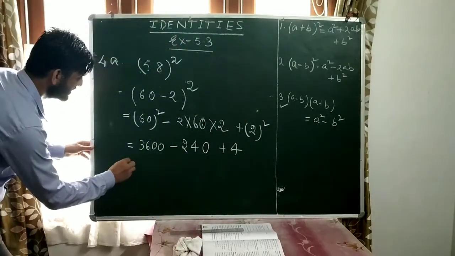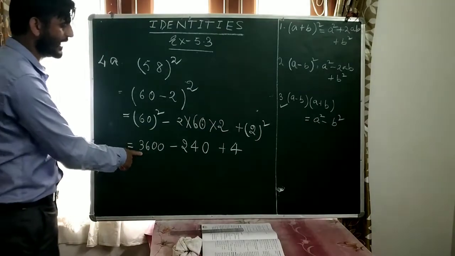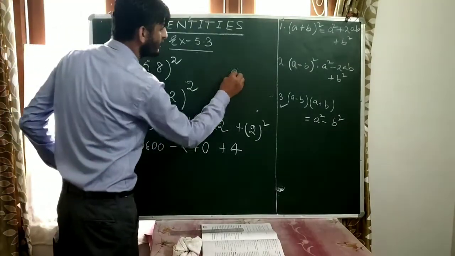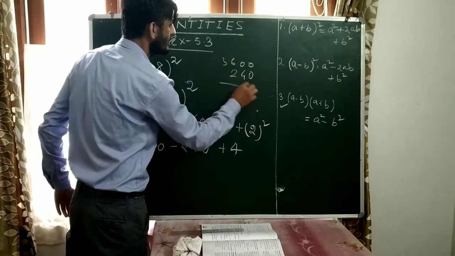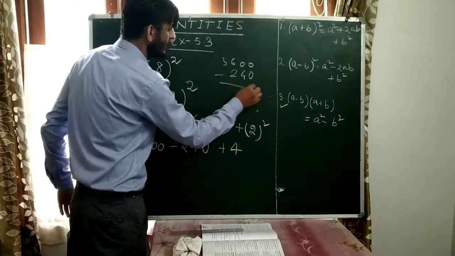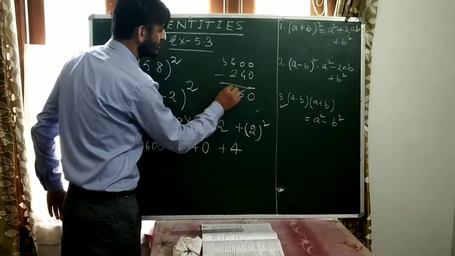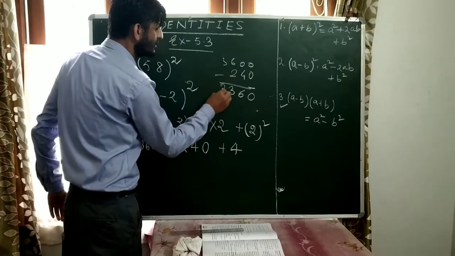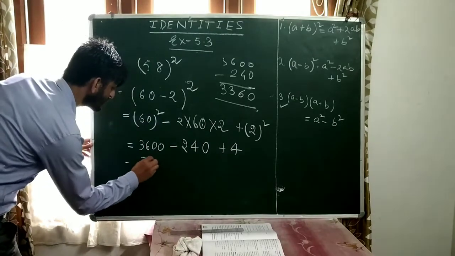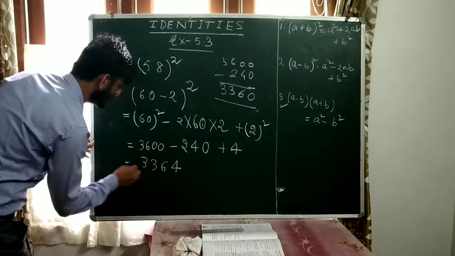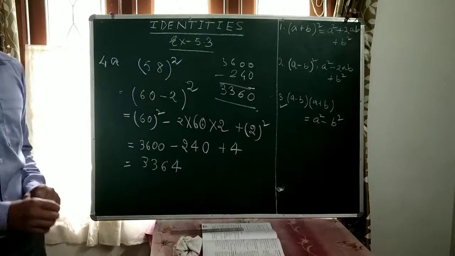So let's see, 3600 minus 240. Let us find 3600 minus 240 very carefully. It is 0, it is 6, 5 minus 2 is 3, and it is 3. So 3360 plus 4 means 3364. The value of this is 3364.